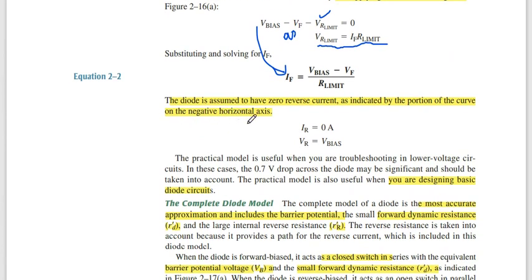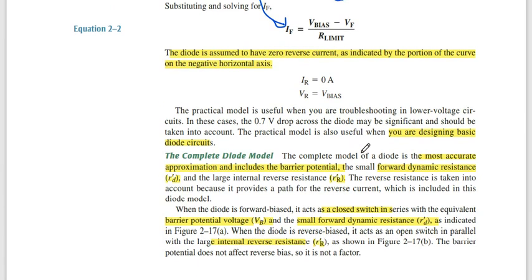Okay, now the reverse bias. As IR is equal to 0, VR is completely V bias. There is no exception. We do not use the breakdown voltage in this case.